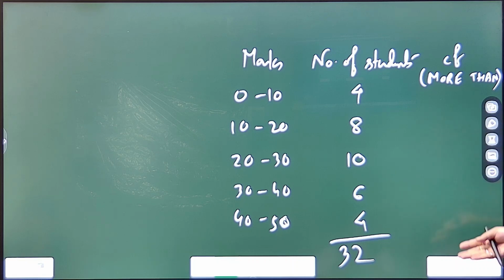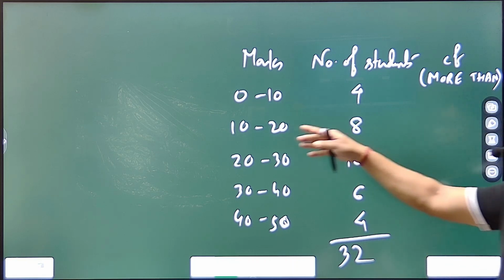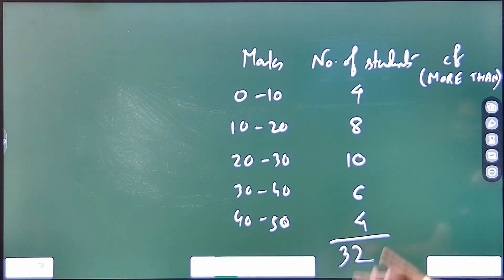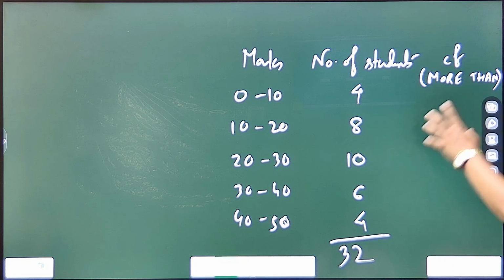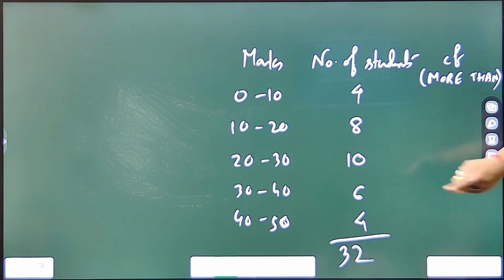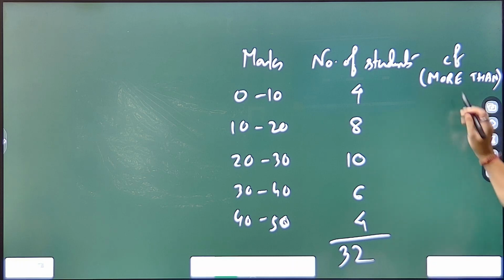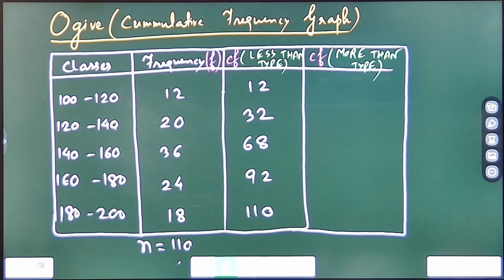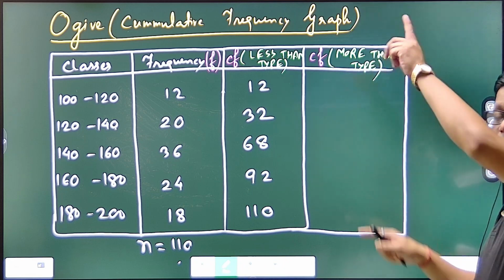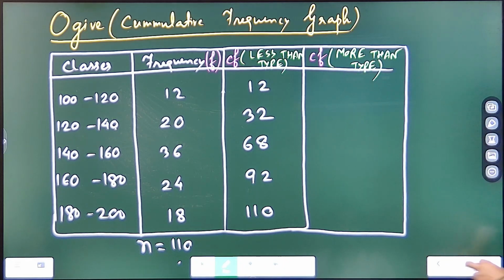All these people got more than 0. Yes or no? So how many students got 0 or above? 0, more than 0 or equal to 0? So how many students got? All the students got 0 or more than 0. So that means here it will become completely ulta. So what will be this number? 32. Could you understand? So in less than type, the total came at last. But in more than type, the total will go up, the first number.